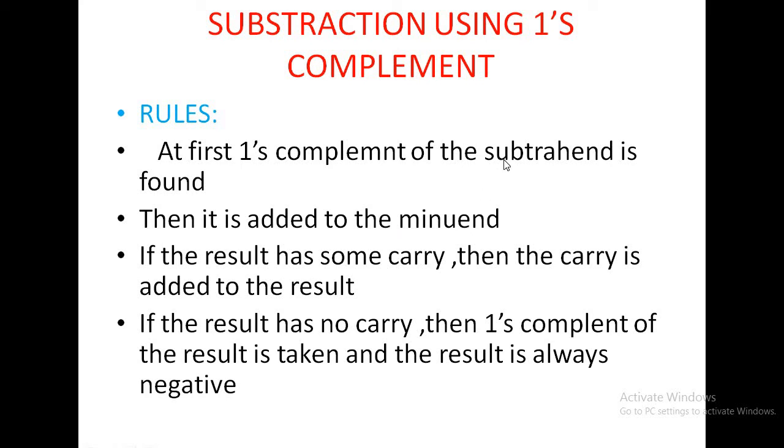After we find the 1's complement of the subtrahend, the result is added to the minuend. Minuend means the first number. Okay. If the result has some carry, then the carry is added to the result. If the result has no carry, then 1's complement of the result is taken and the result is always negative. Okay. We will see in one example.